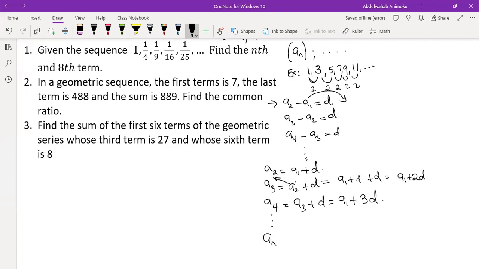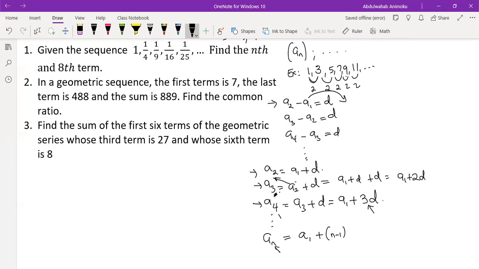Now, in general, by following the inductive proof, we can show that when you observe how these expressions are, you would notice that An could be written as A1 as well, plus, when we reduce this n by 1, you can see 4 is reduced by 1 here, and we have 3.